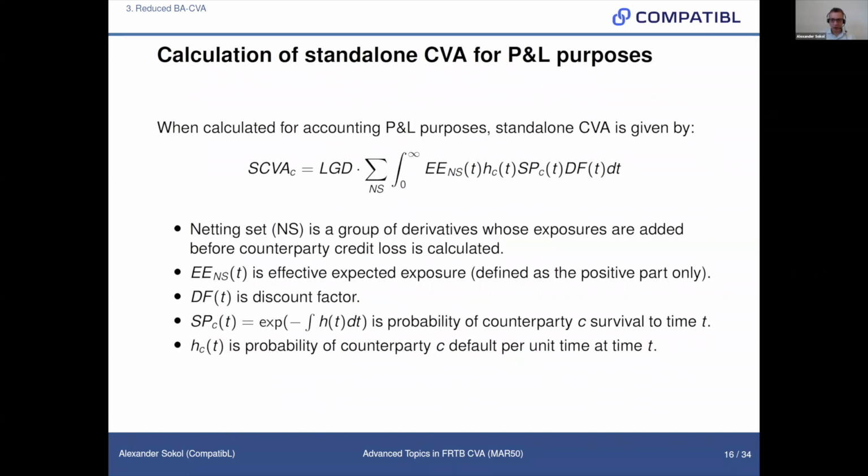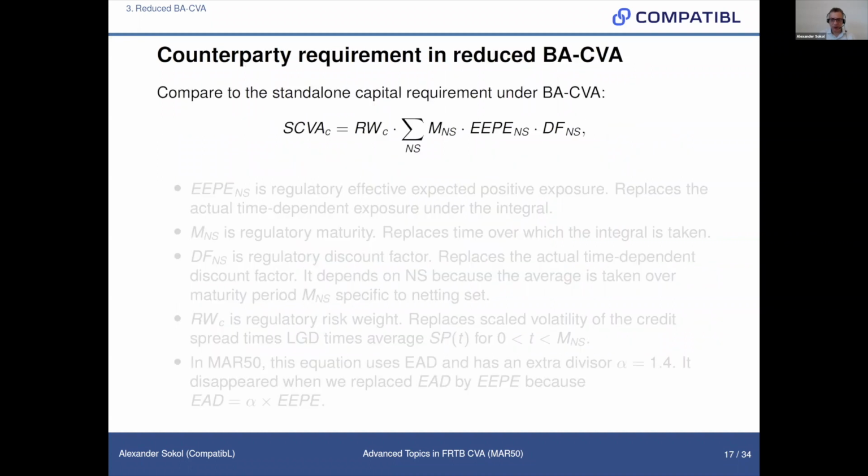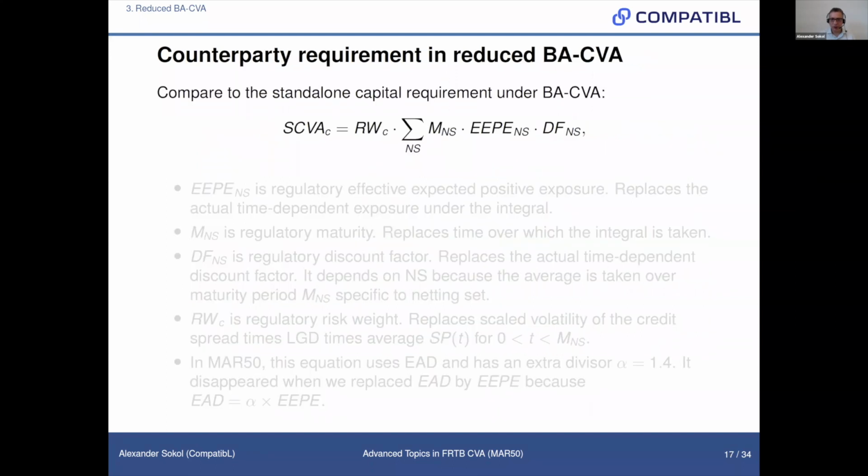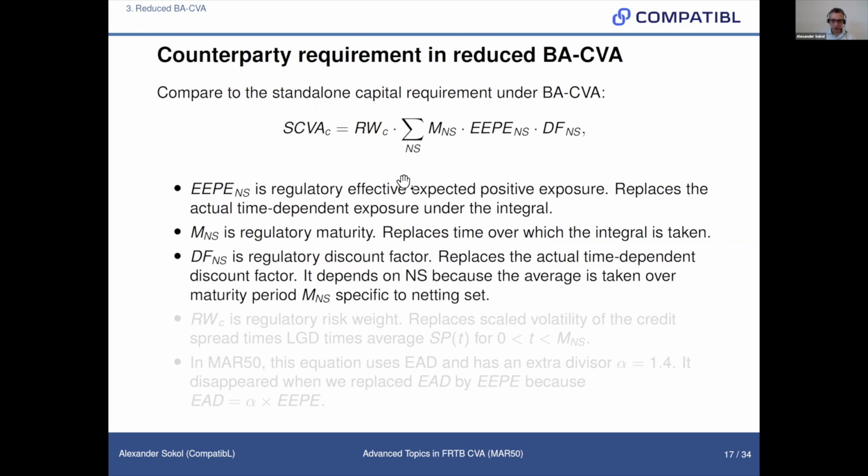So this formula has an integral, there is exposure, discount factor, and also a survival probability and loss given default. So this formula also has exposure averaged, discount factor averaged. Instead of time, we have basically the average time over which the integral is taken. Makes sense. Sum over the netting sets makes sense. And whatever was in the integral but is not in this formula is packed up in the risk weight. Okay, so now it's clear how it works.